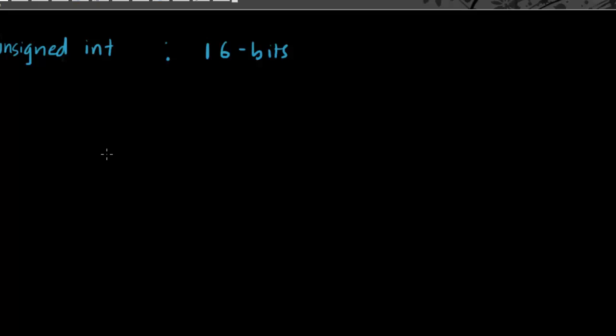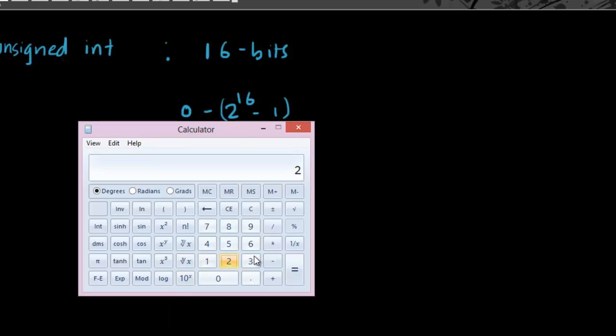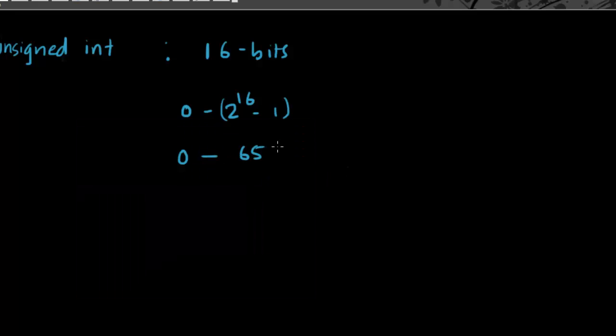So basically you can store numbers from 0 to 2 to the power 16 minus 1. That would be 2 to the power 16 minus 1, so this is 65,535. If you have any number between 0 and 65,535, you'd be using the unsigned int as the data type.